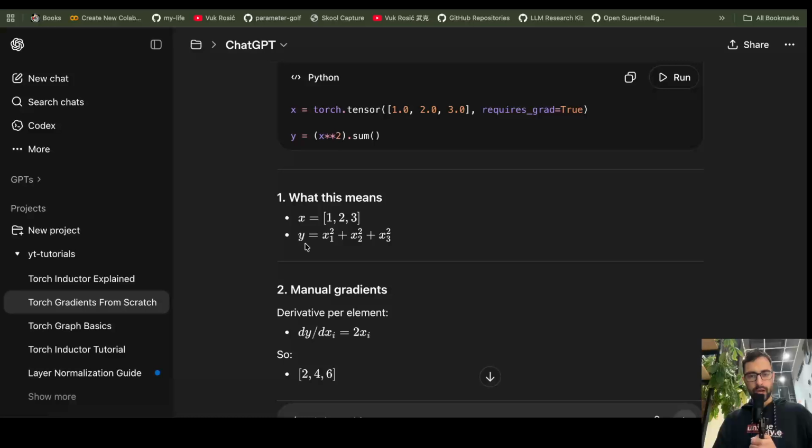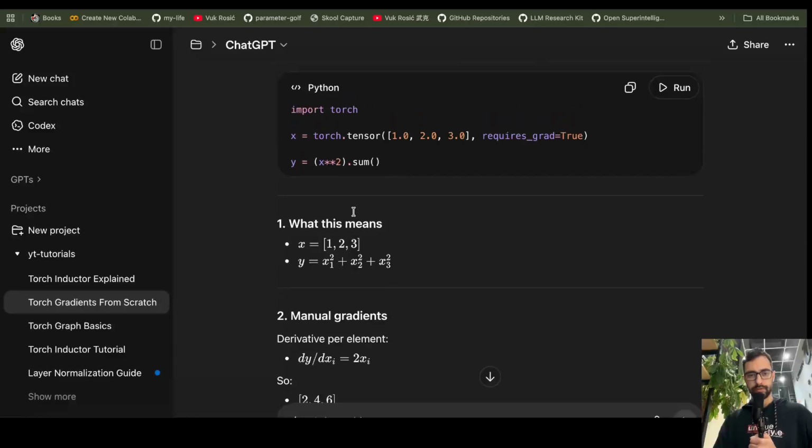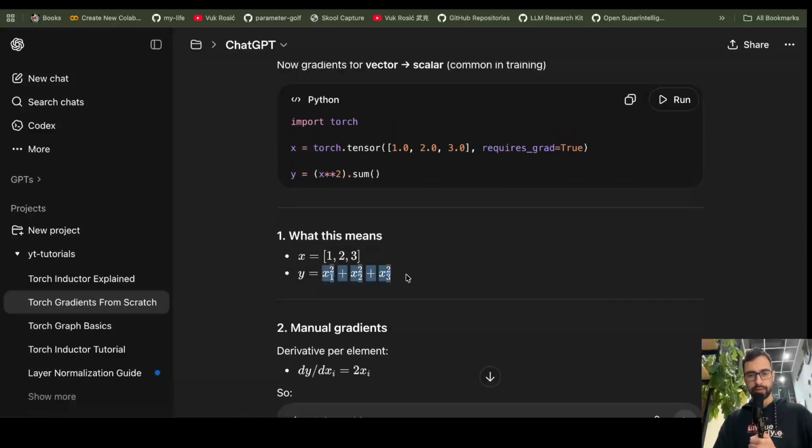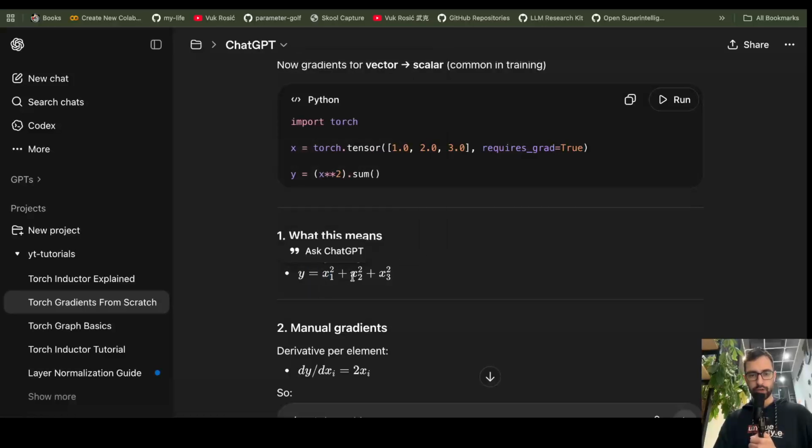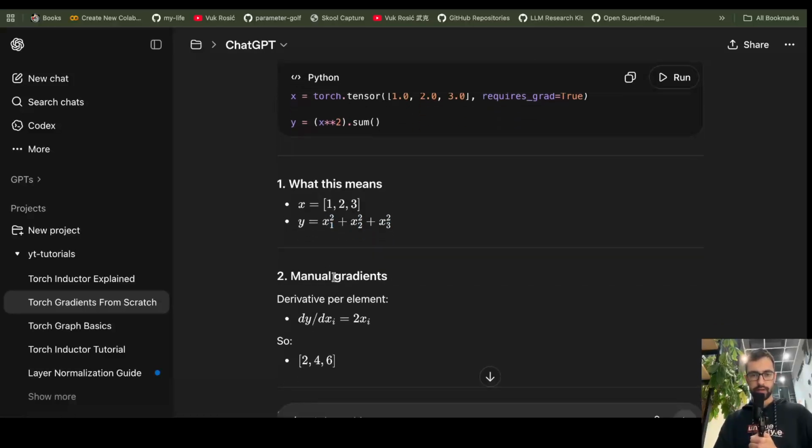dy over dx for any element is going to be 2 times that element, because this is the formula. If we look at the derivative of y with respect to this element, the other two are constants because we are just looking with respect to this one, and it's going to be 2x because it's squared.